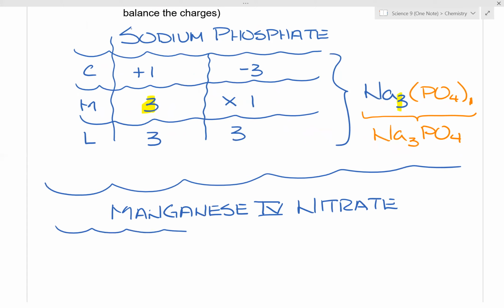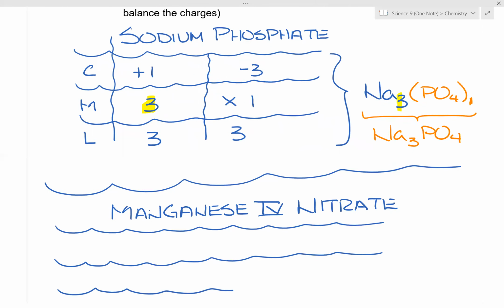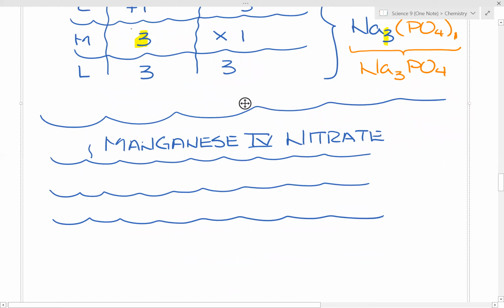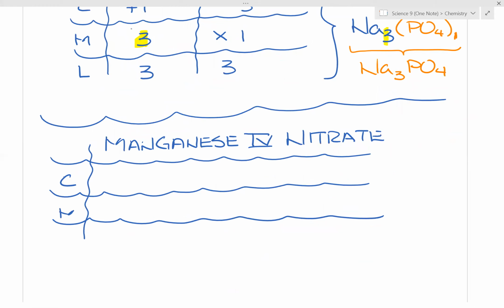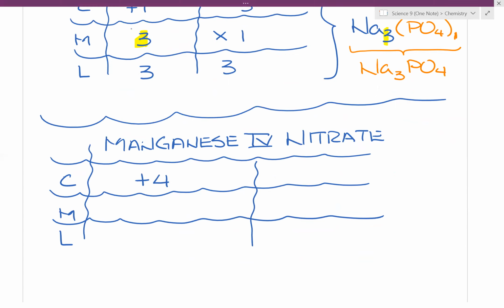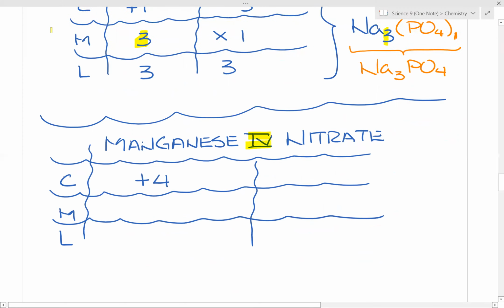Now, with manganese 4 nitrate, you have your charge, your multiplier, your lowest common multiple. The manganese 4 means that you have a charge of +4. So here you have the 4, it's a +4.